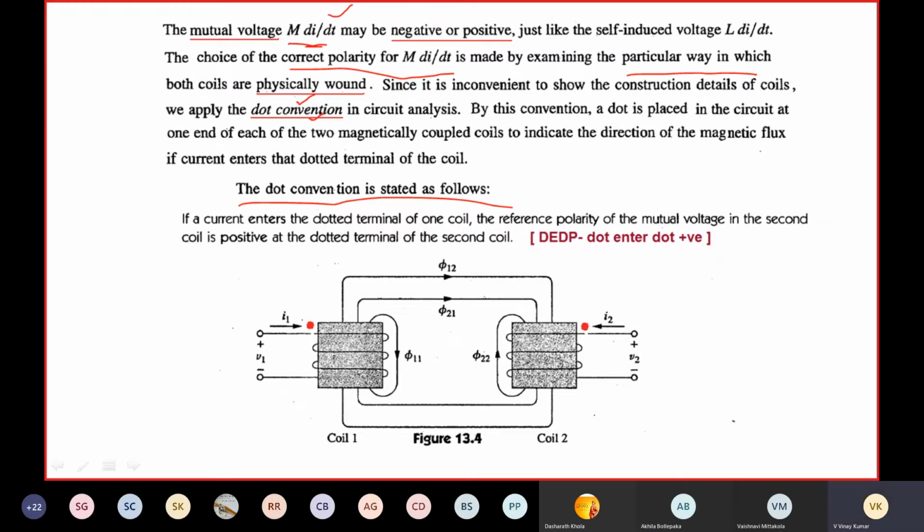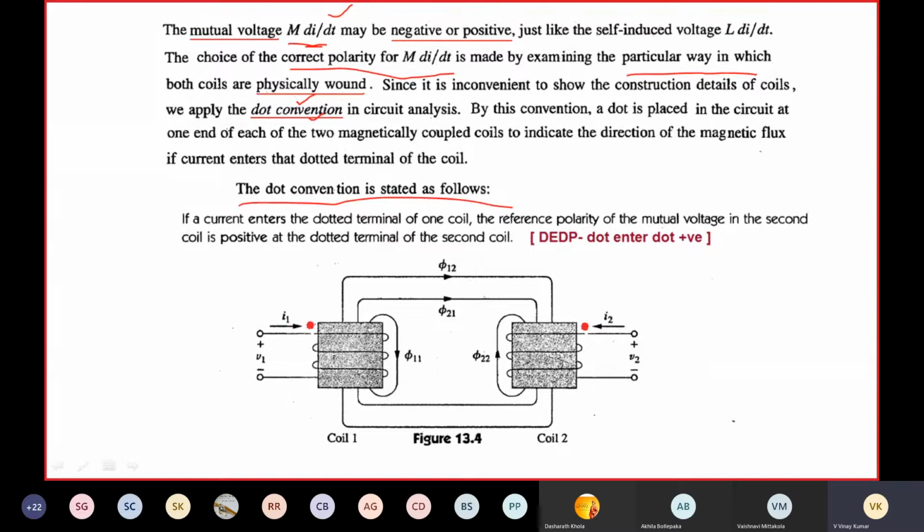If a current enters, I see here a dot is placed here, a dot is placed here, based on the sense of winding. Based upon physical connections, these dots will be placed. So a dot is placed here and a dot is placed here.